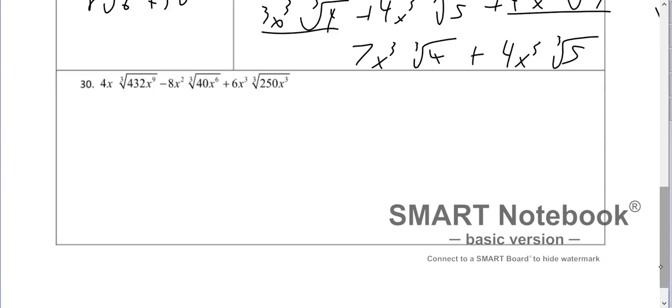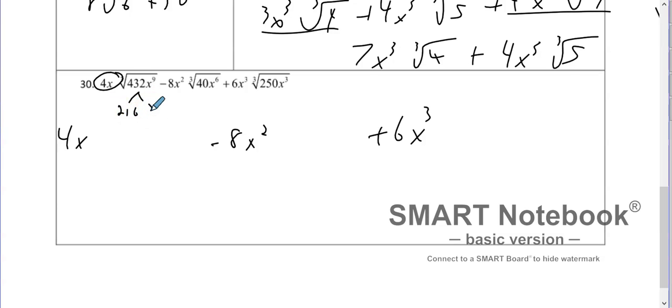All right, last one on this page, last one of these kind of messy ones. Take your time. 4x, I'm going to write it here. Negative 8x squared, I'm going to write it here. Plus 6x cubed. Because there's a lot going on, I don't want to lose anything. So, 432. Again, I'm looking for cube roots. So that's 216 times 2.